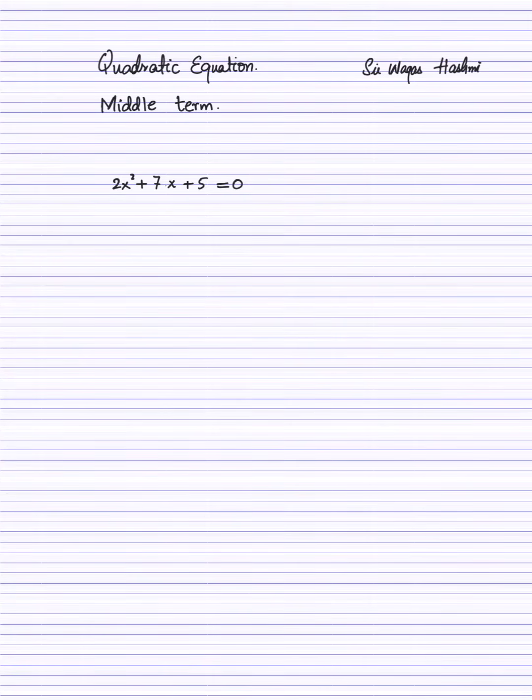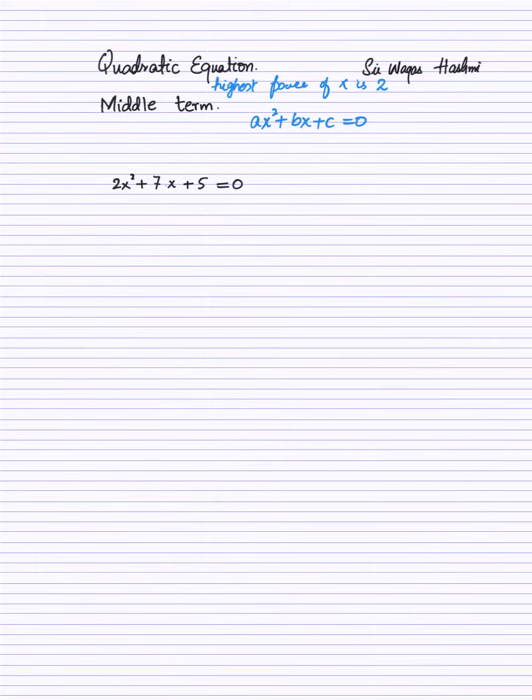Alright, in this video we are going to discuss quadratic equations. Quadratic equations are those in which the highest power of x is 2. The way to write the quadratic equation is ax squared plus bx plus c equals 0. That is the standard form of a quadratic equation.